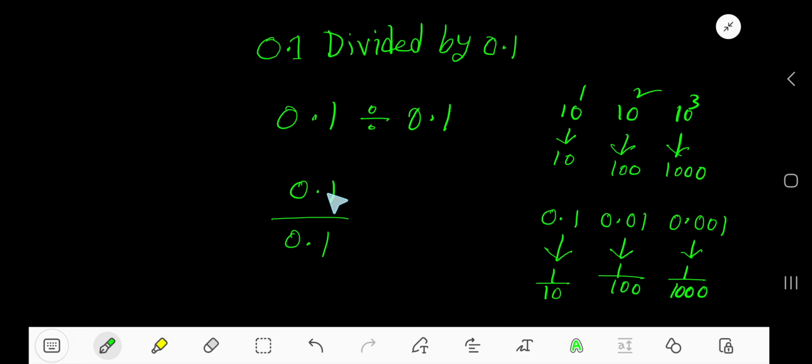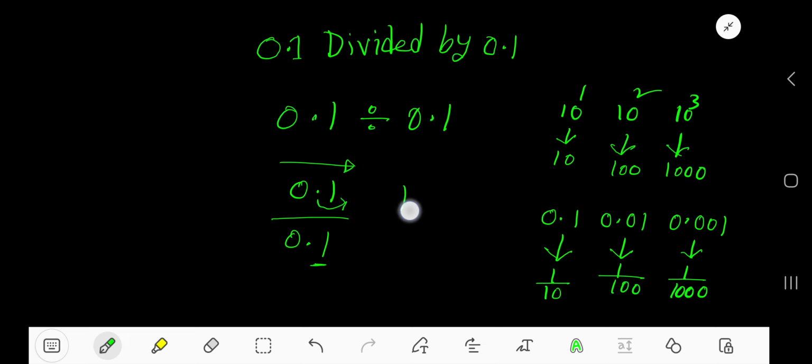So to divide this decimal by this power of 10, you need to move the decimal place to the right, equal to the number of places after the decimal. So after the decimal, here we have one place, so the decimal will move to the right one place.